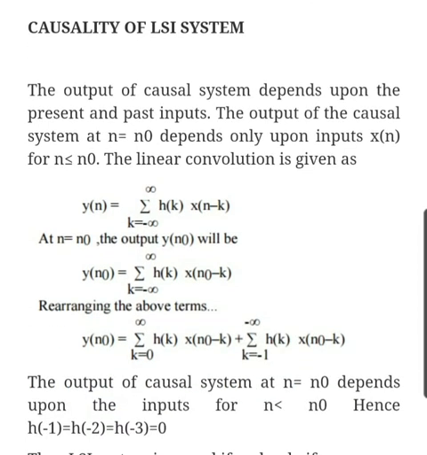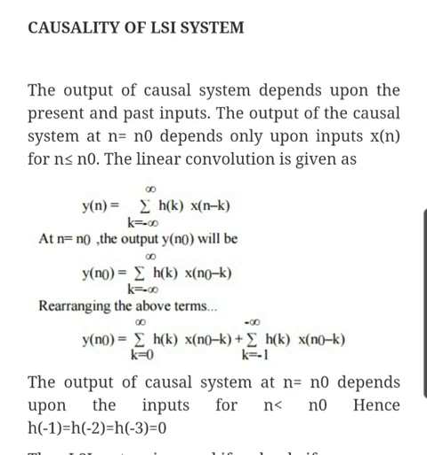So next is causality of an LSI system. The output of a causal system depends upon the present and past input, and the output of the causal system at n equal to n0 depends only upon the input x(n) for n less than or equal to n0. The linear convolution is given by y(n) equal to summation k equal to minus infinity to infinity h(k) x(n minus k). At n equal to n0, the output y(n0) will be summation k equal to minus infinity to infinity h(k) x(n0 minus k).